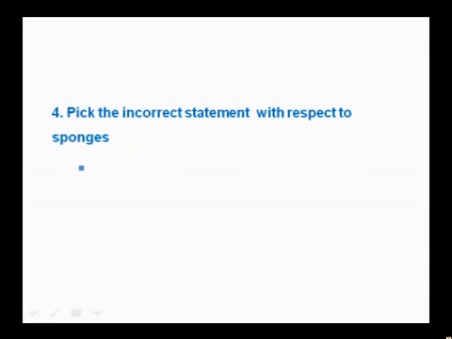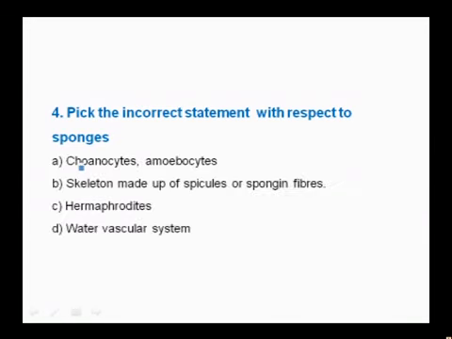So here we have to see the options which are present here. Let us see the options given: Choanocytes, amoebocytes, skeleton made up of spicules or spongin fibers, hermaphrodites, water vascular system. These are the different options which are given for you people to pick. So let us see here. We are in search of the false statement, or the statement which is not correct. So this is with respect to sponges or porifera. So we are going to see what is a false statement given over here with respect to porifera.